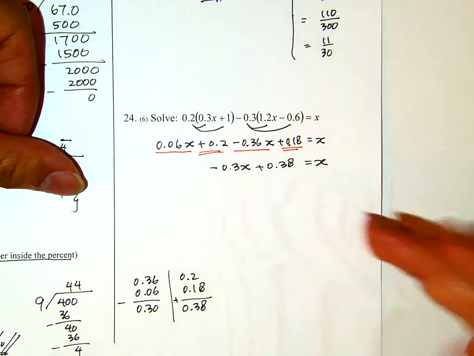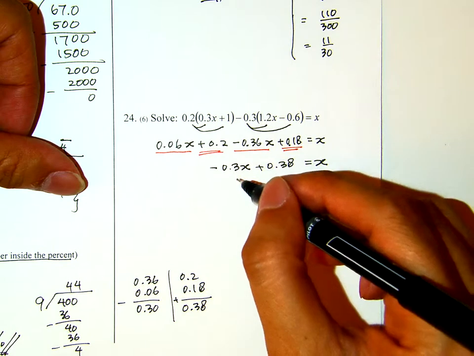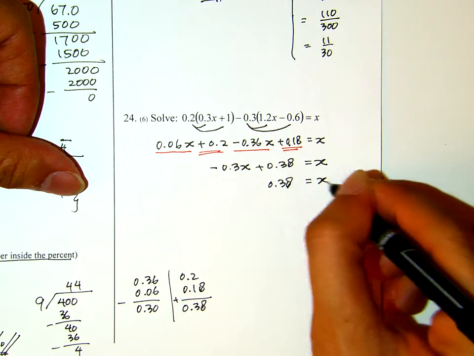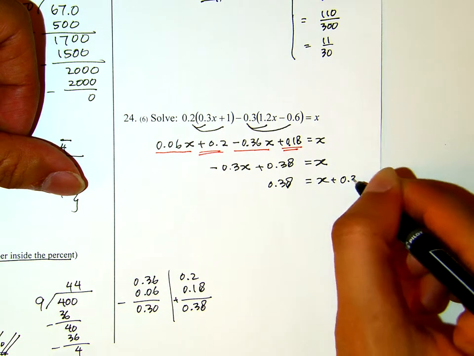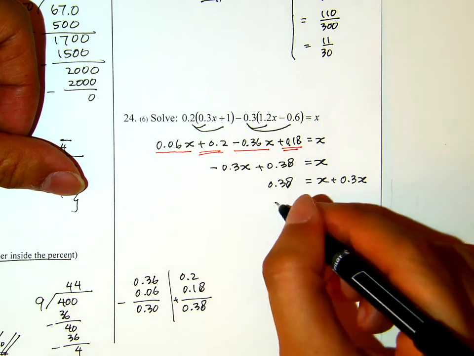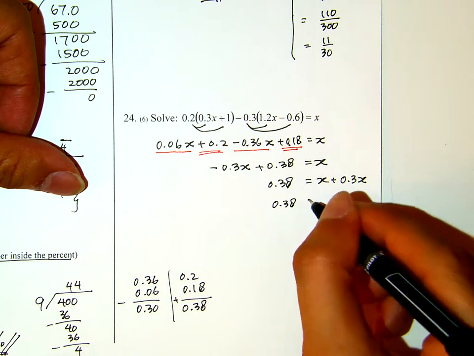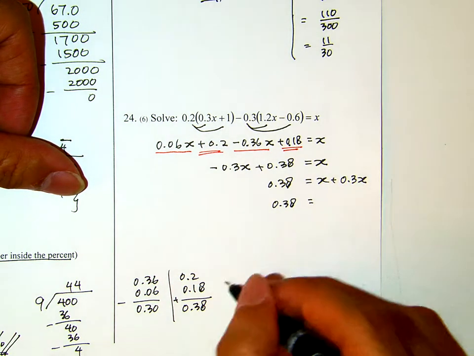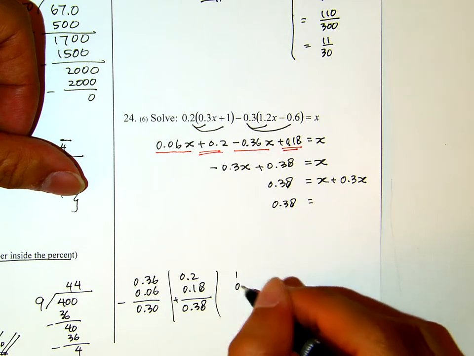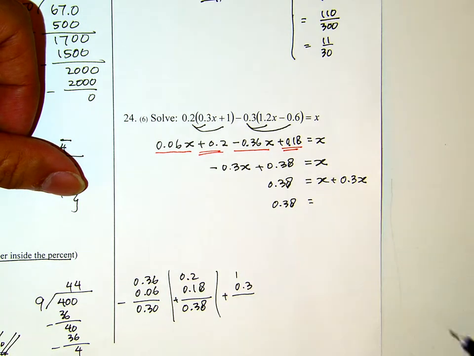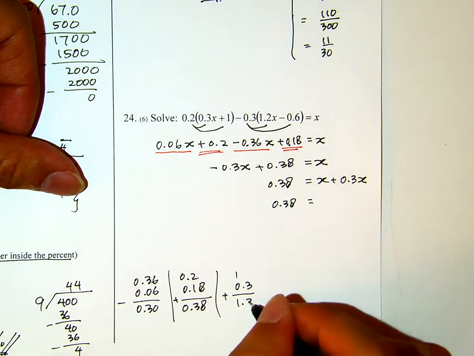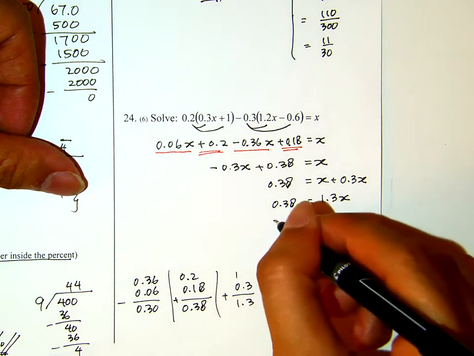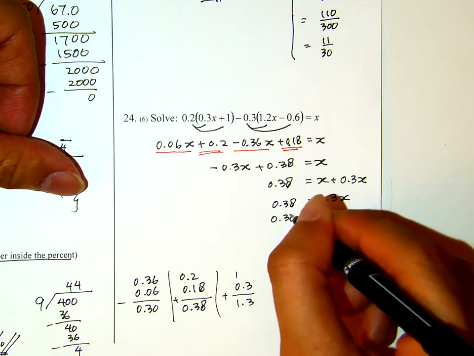Now let's come back there. From here I will move the x to the other side. 0.38 equals x plus 0.3x. When we add, that will be, no, it's not 0.4x. That's an invisible 1 plus 0.3. If I write it down, it looks like this. That's 1.3x, and then I divide by 1.3 on both sides.